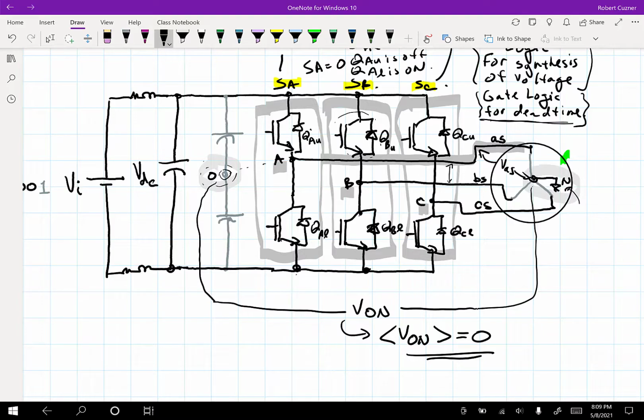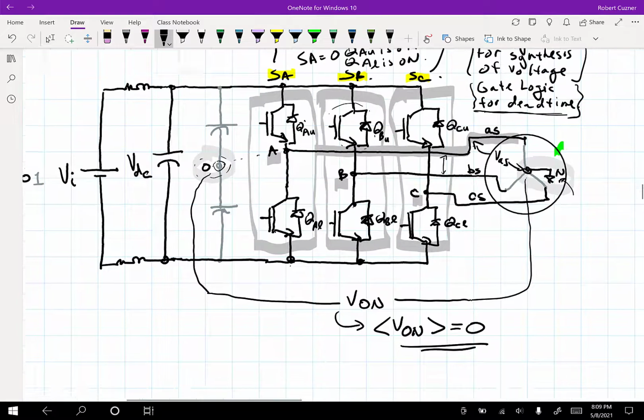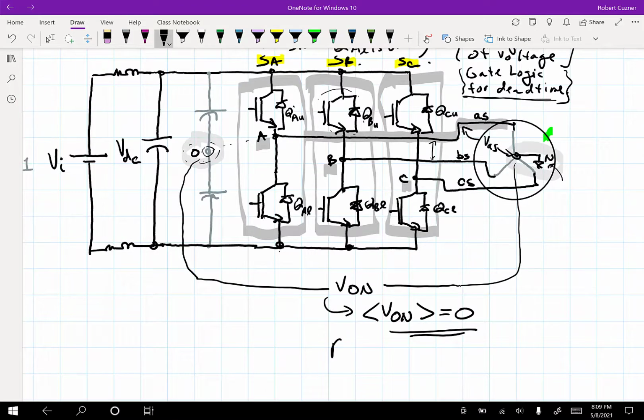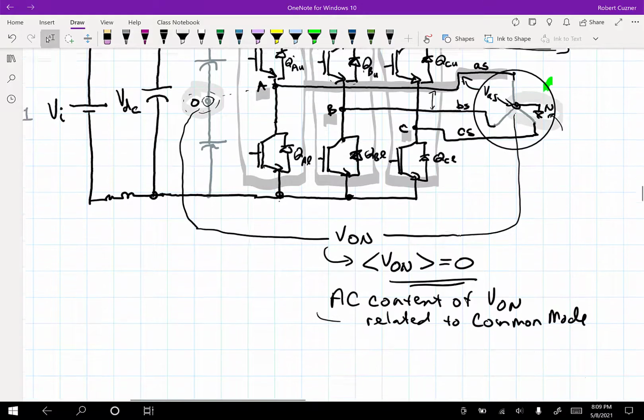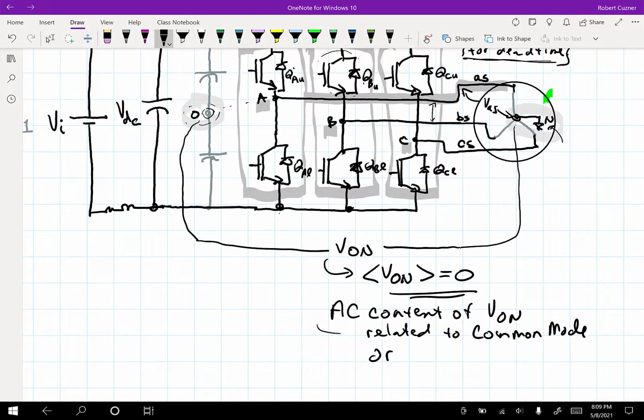But there's going to be an AC component on this voltage. So the AC content of the V sub 0N is related to the common mode voltage, or we could call it the zero voltage.